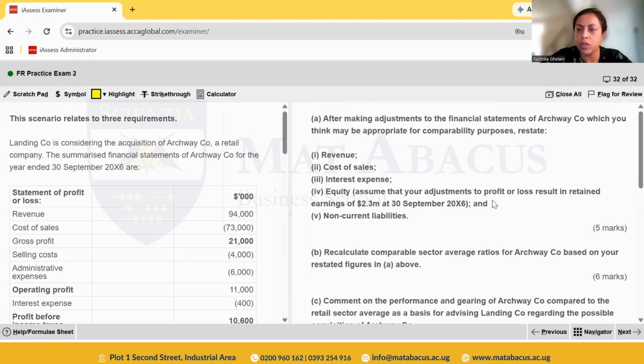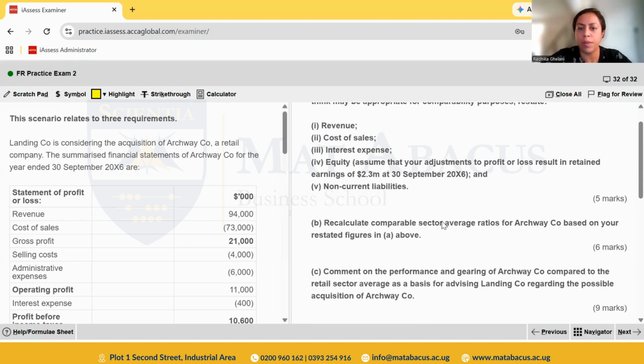assume that our adjustments to P&L result in retained earnings of 2.3 million at the year end, and non-current liabilities. So we're supposed to read the case, and whatever we think is appropriate, keeping that in mind, we're supposed to adjust all these 5 figures, and that's your 5 marks.